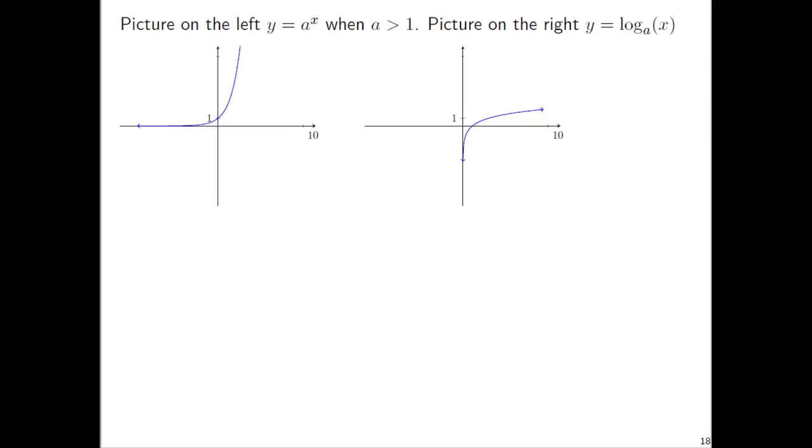Okay, I want to review some old things related to graphing logarithms. So first of all, this is not a logarithm. This is the standard graph of an exponential function, like y equals a to the x, at least when the base is a number bigger than one.